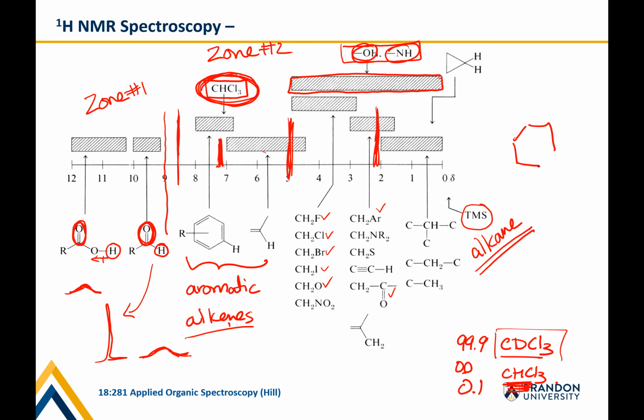So if we had, for example, this molecule here, how many different signals should we have for it?